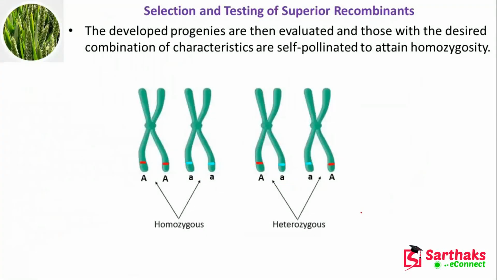Now selection and testing of superior recombinants. So the developed progenies are then evaluated, that means whatever the desired characteristics are, whether the hybrid breed has those characteristics or not should be evaluated, and those with the desired combination of characteristics are self-pollinated to attain homozygosity. Now I will tell you what homozygosity is. Homozygosity, for a particular gene, means you inherited two identical versions.